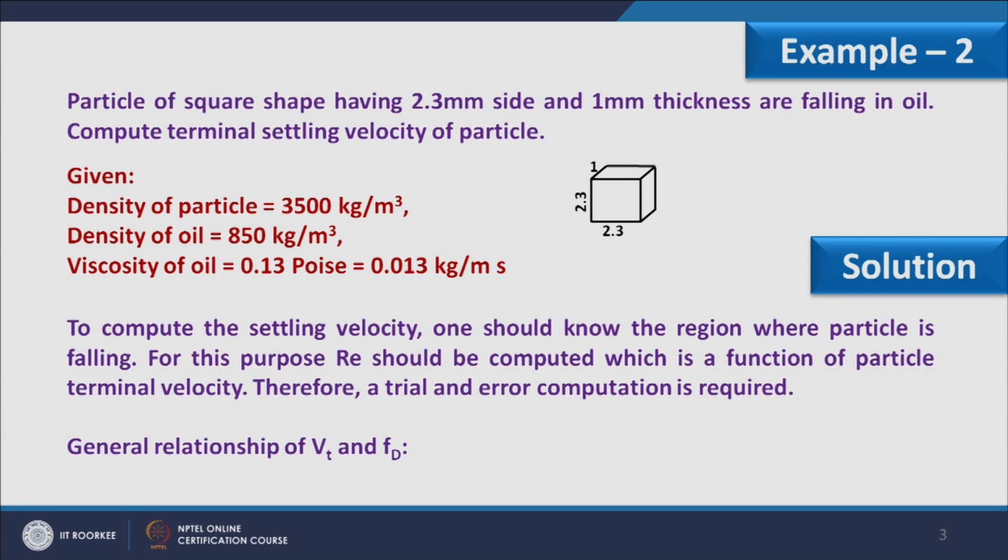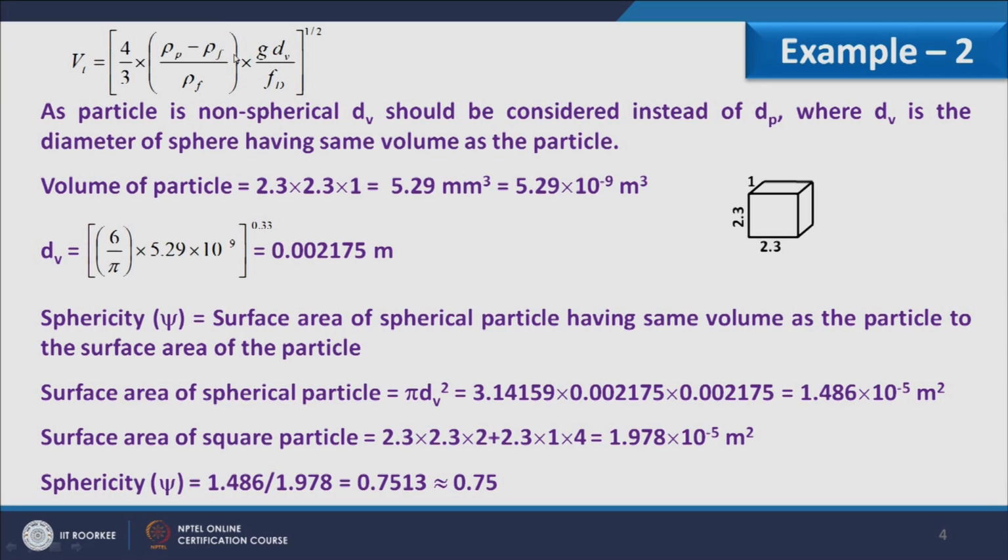To know the region we should know the Reynolds number, and for that we need the terminal settling velocity. So you see this is all trial and error based computation, and to carry this out, we have considered the generalized expression of terminal settling velocity and Fd, which is shown over here. So this is the expression of Vt as a function of Fd.